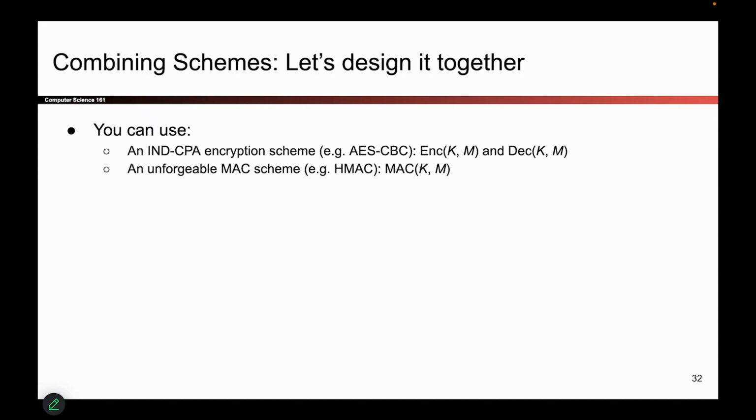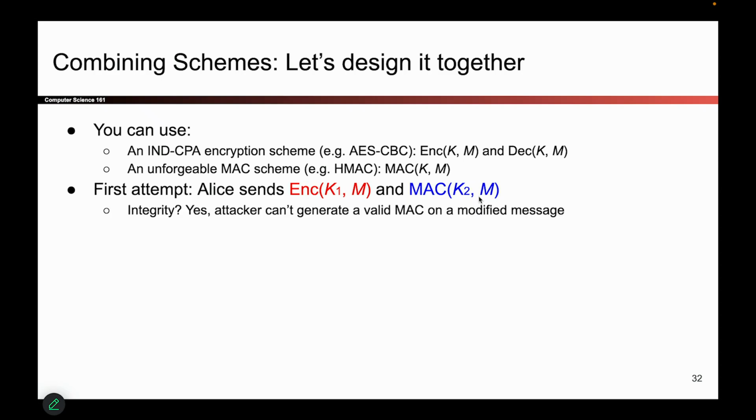Something else you can use is an unforgeable MAC scheme. So for example, we give you HMAC, and remember, HMAC gives you this function that takes in a key and a message and outputs a tag. Both of those are things you can use. So maybe our first attempt is just to send both of these messages. So anytime you want to send a message, the first thing you do is encrypt it, and the second thing you do is compute a MAC on it. And when you send the message, you send the ciphertext, it's encrypted, and you send the MAC so that you have some integrity.